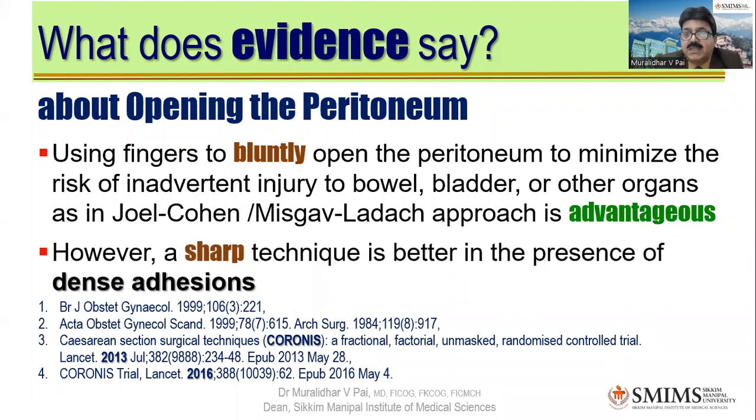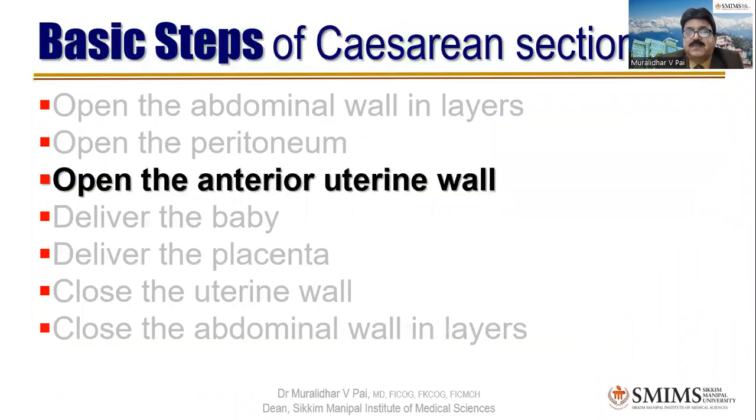It is better in the presence of dense adhesions, especially. Otherwise, a blunt dissection is better. There is so much supporting evidence for that. So we have opened the parietal peritoneum. We have opened the UV fold of peritoneum and pushed the bladder down. Now we are ready to open the anterior uterine wall.